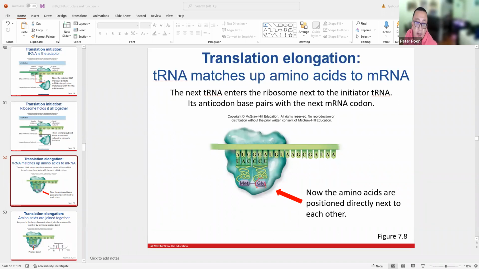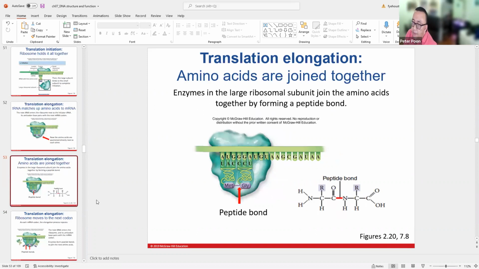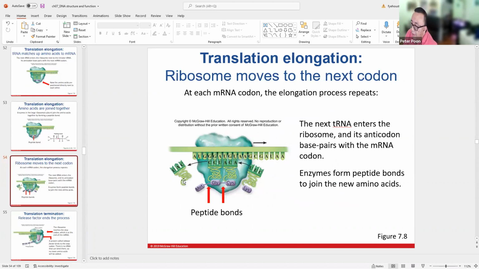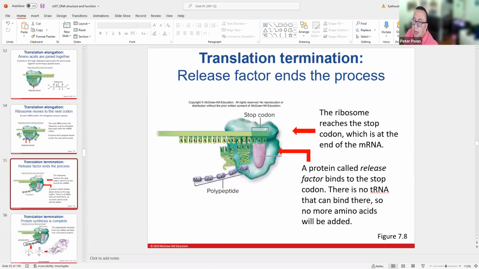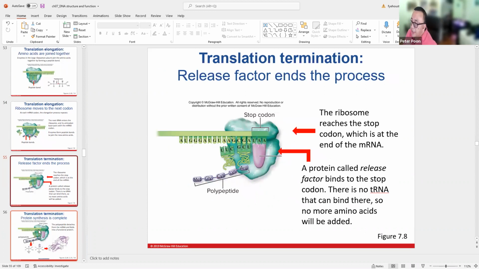The methionine and glycine, since they're so close together, can bind together and form a peptide bond, and then everything shifts to the right one, or in this case, the left one. Then you do it again and again until you reach a stop codon. So you always start from methionine until you reach the first stop codon. In class on Monday, I will make sure you understand this process.